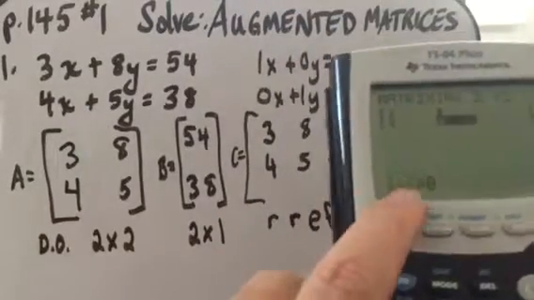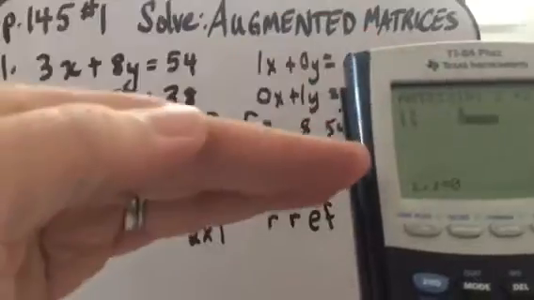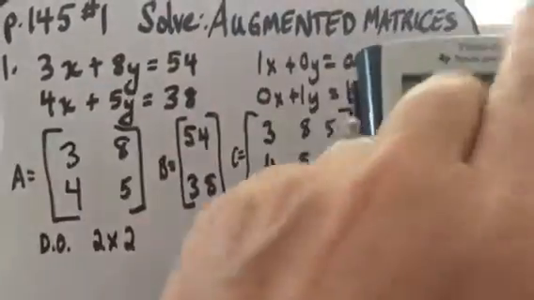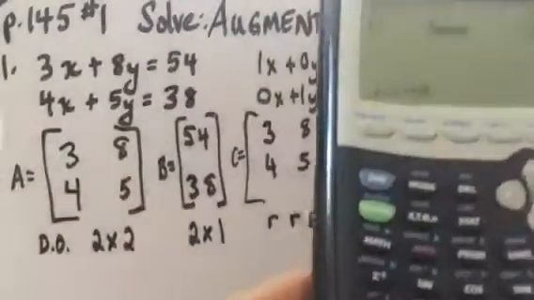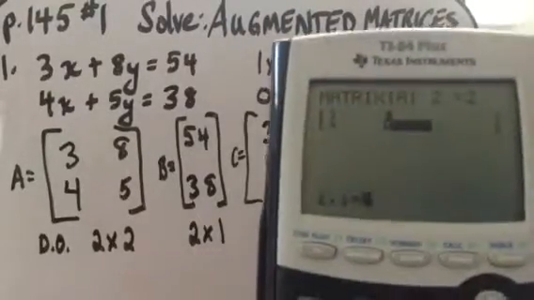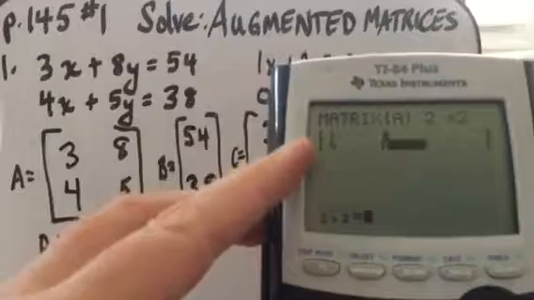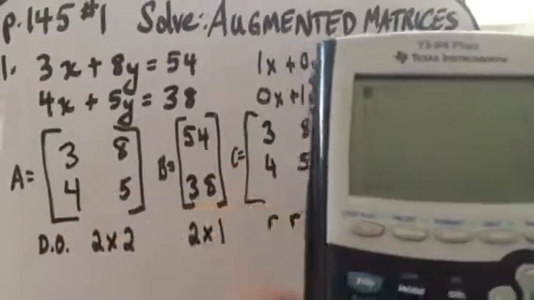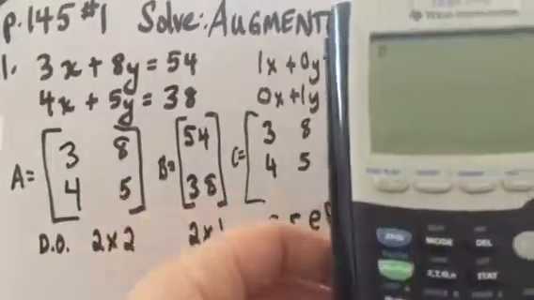And now I'm in row 2, column 2. Row 2 down here, column 2 is over here, and that is a 5. Okay, so now we have the elements for matrix A entered. So quit that for now, and then we want to enter the elements for B.